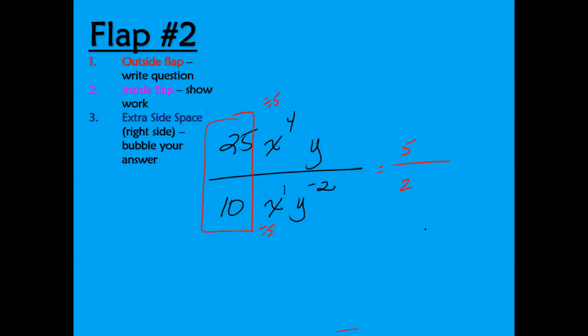And then with the 4 and the 1, the 1 is smaller, so you're going to bring it up. Well, 4 minus 1 is 3, so you have x to the 3rd power. And then here you have a 1 and a negative 2. You bring up the smaller number, which is the opposite of negative 2, a positive 3. So you have y to the 3rd, and that is your answer.